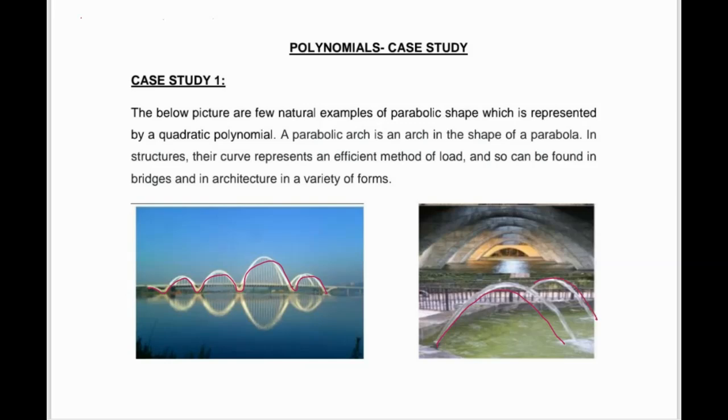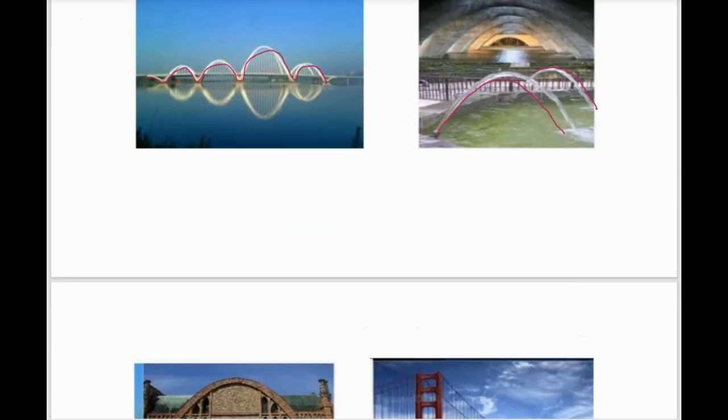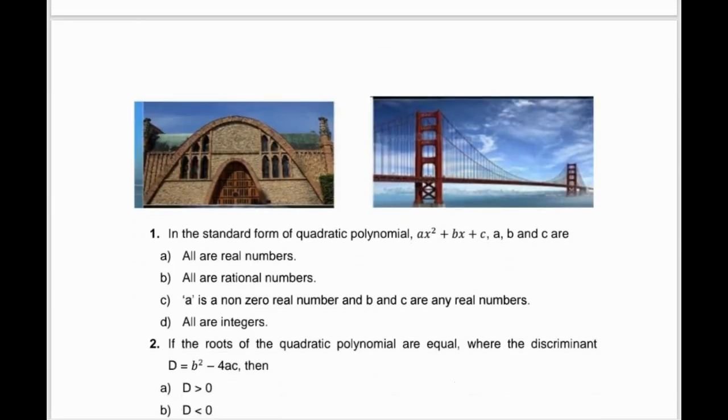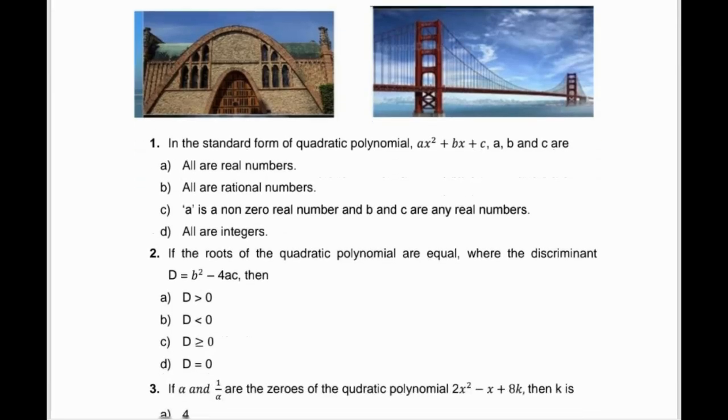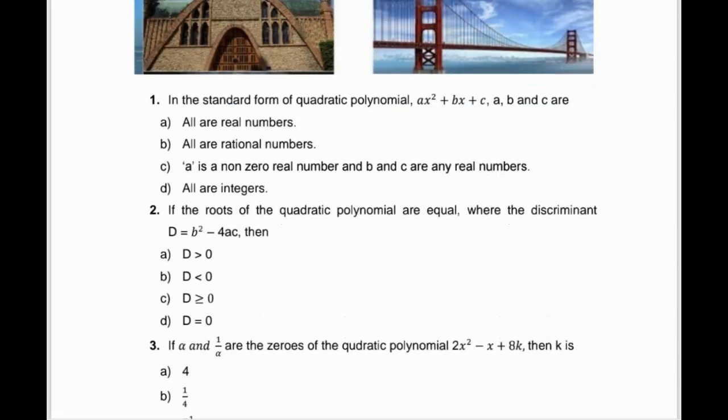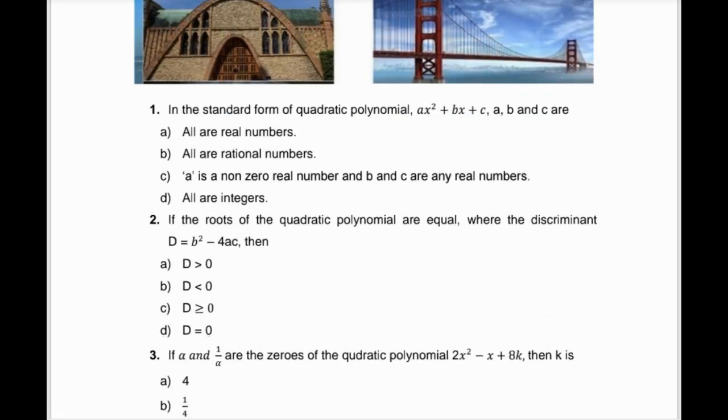Okay, so what is the question? The design of a building arc, the building constructions, the bridges are all made up of a parabola shape. Now, what is our question? In the standard form of quadratic polynomial, ax square plus bx plus c, what are a, b, c? What will be a, b, c?